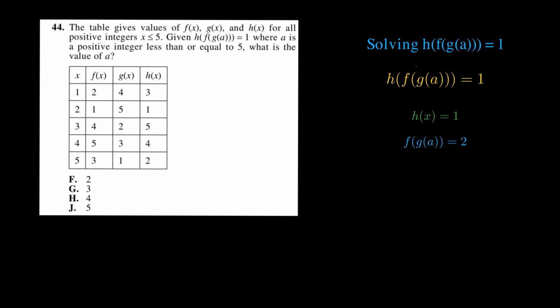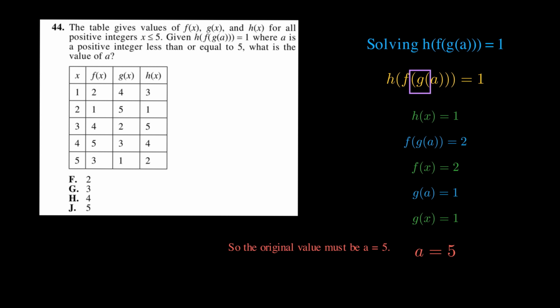Now we ask, what number goes into f to give 2? Looking in the f column, we see f of 1 equals 2. So the input to f had to be 1. That means g of a equals 1. Now we ask, what number goes into g to give 1? Looking at the g column, we see g of 5 equals 1. So the number that went into g was 5, and that means a equals 5. So the value of a is 5.